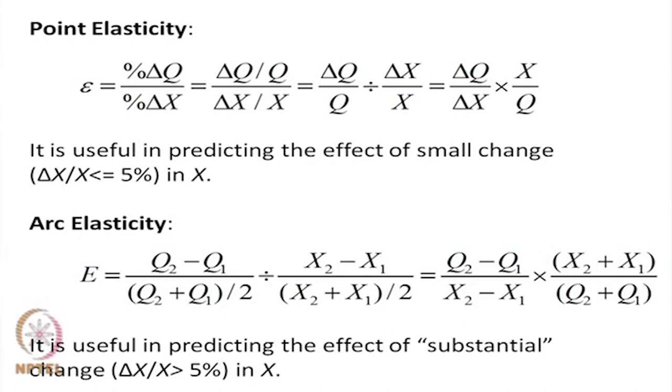So, basically we are trying to find out here, if we give a 1% change in x or one fractional change in x, how much fractional change in Q occurs. Now, this can be written as delta Q by Q divided by delta x by x, which is equal to delta Q divided by delta x multiplied by x by Q. We said it is a point elasticity, because this requires a value of x and Q to be known at a certain point. At that point, the slope is to be calculated, and therefore, this is the elasticity at that point in the demand curve.